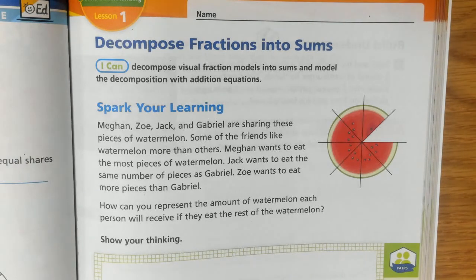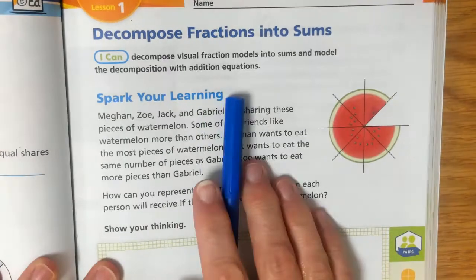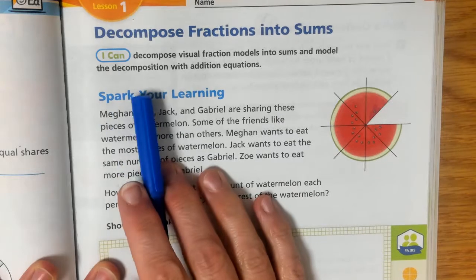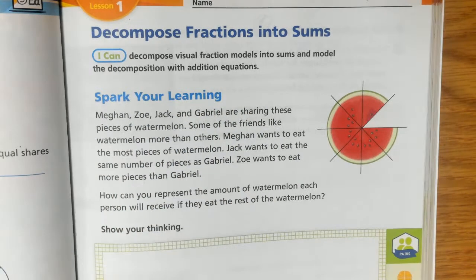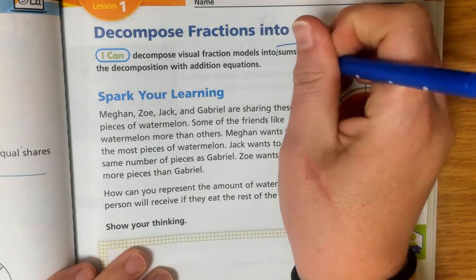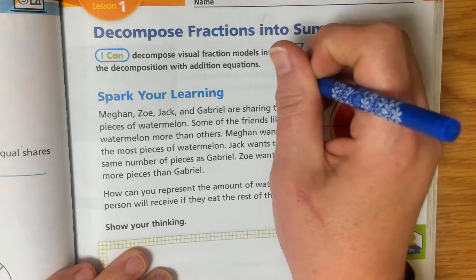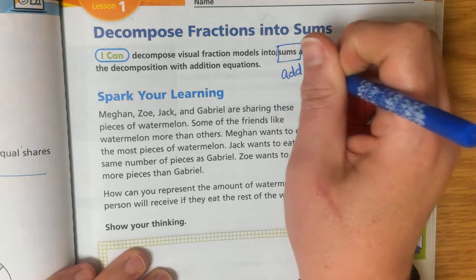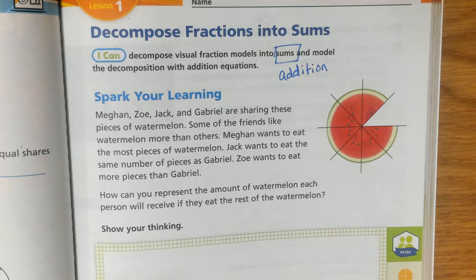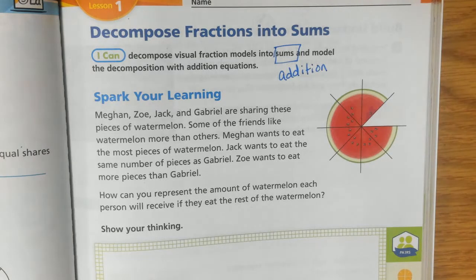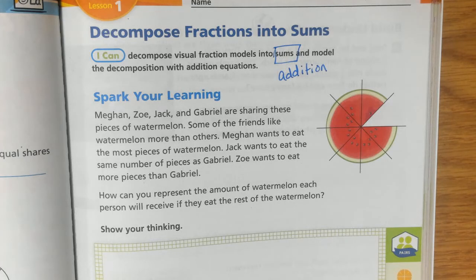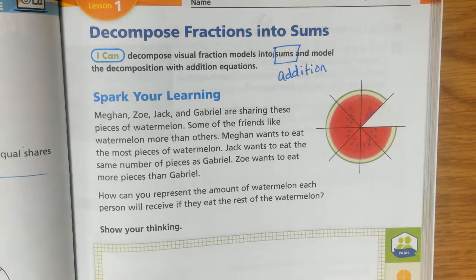So we are decomposing fractions into sums. You're going to be decomposing visual fraction models into sums and modeling the decomposition with addition equations. When we're talking about sums, we're just talking about addition. The sum is the answer when you add numbers together. Okay? So that's just to help you out with the vocabulary.